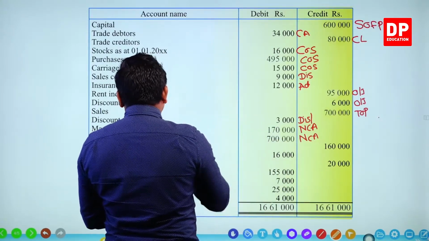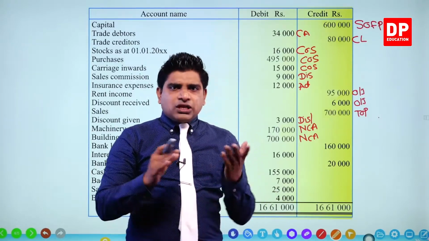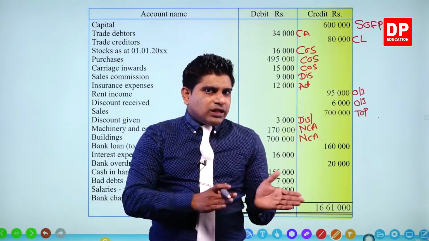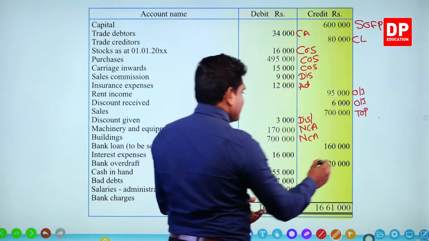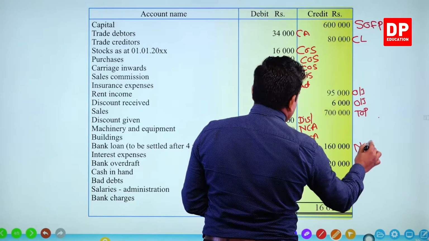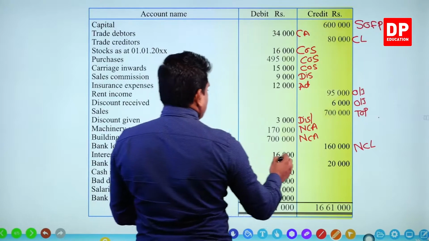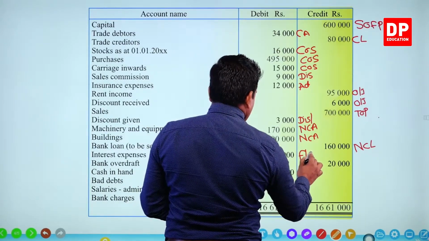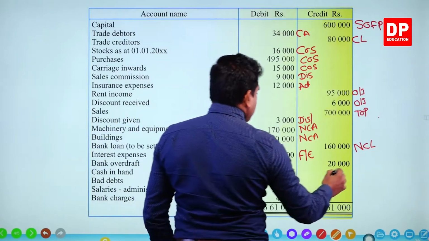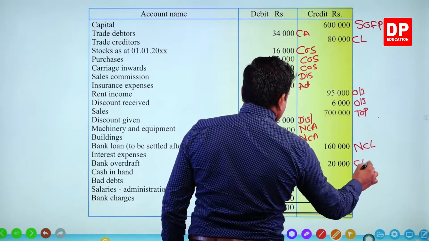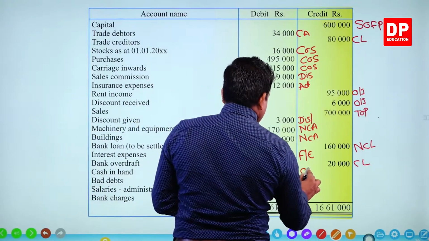Bank loan to be settled after 4 years. A bank loan is a liability, you have to settle within 4 years. 4 years means more than 1 year, then it goes to the non-current liability category. Okay, non-current liability category. Interest expense, financial expense. Bank overdraft, short-term liability, current liability. Cash in hand, current assets.